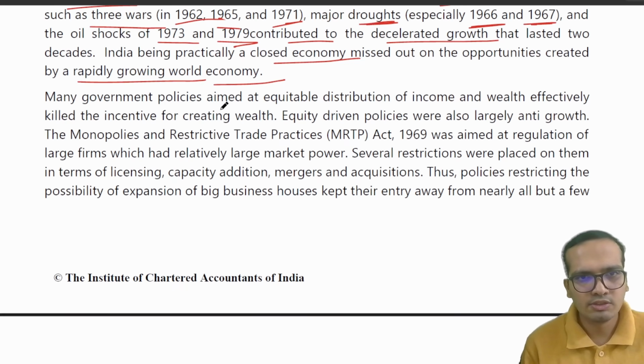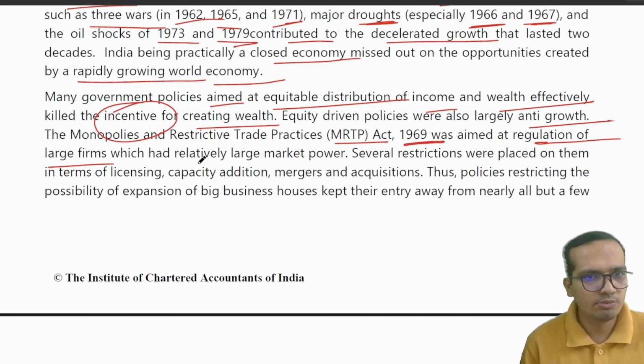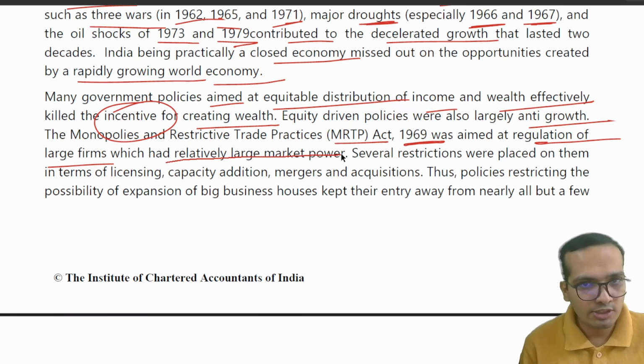Many government policies aimed at equitable distribution of income and wealth effectively killed the incentive for creating wealth. Equity driven policies were also largely anti growth. The Monopolies and Restrictive Trade Practices (MRTP) Act 1969 was aimed at regulation of large firms which have relatively large market power. Several restrictions were placed on them in terms of licensing, capacity additions, mergers and acquisitions.